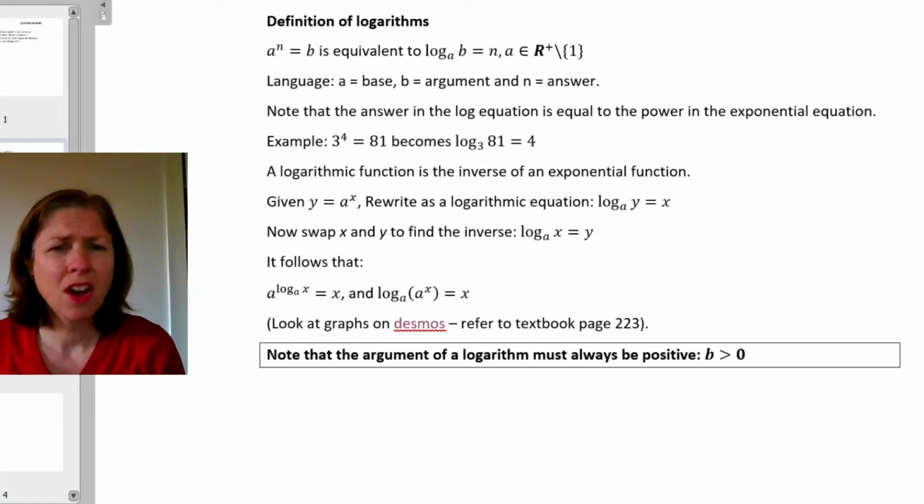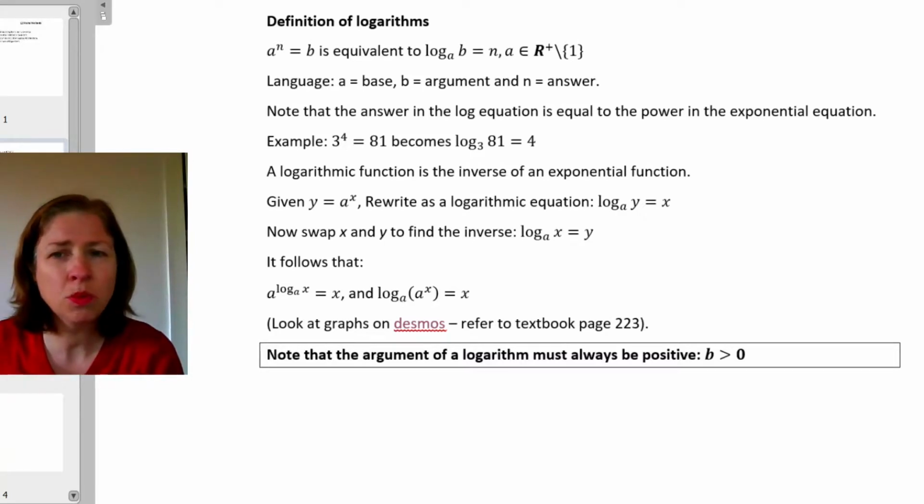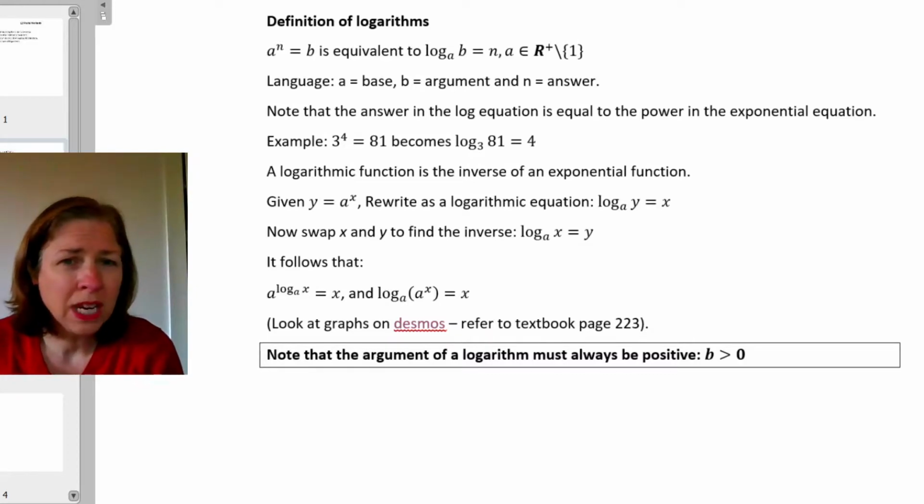On the left, when I look at a to the power of n, a is my base, n is my power and b is the answer. In the logarithm, a is still my base, but b is now called the argument of the logarithm, and n is the answer. So it's important to recognize that the answer in the log equation is equal to the power in the exponential equation. When I write log base a of b, what it's really asking me is: a to the power of what is going to give me b?